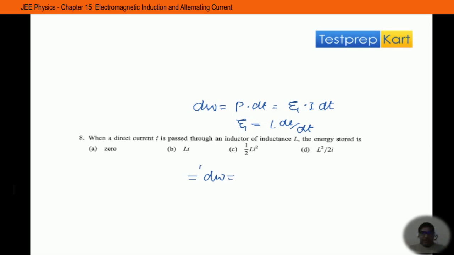So net work done in terms of magnitude is equals to energy stored. We will integrate this, and that is equals to integration of dt and dt will be cancelled if we substitute EMF is equals to L di over dt. So from here we'll get L I into di, current changing from 0 to I we can take. So this is half L I square. So right option is option number C.